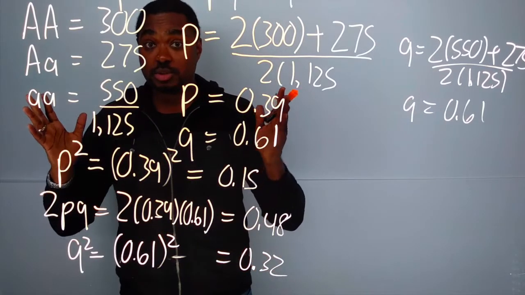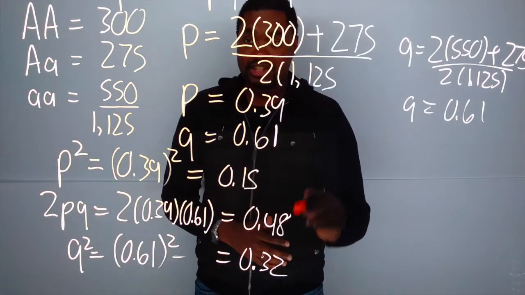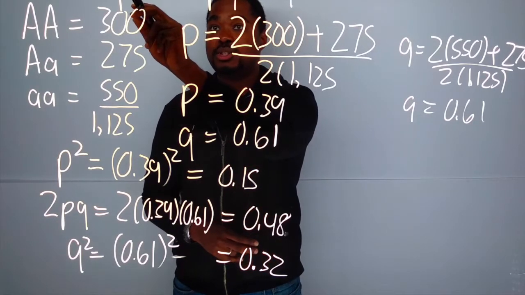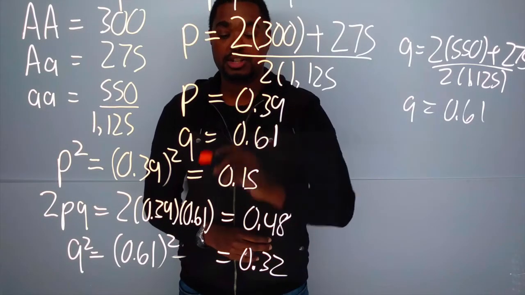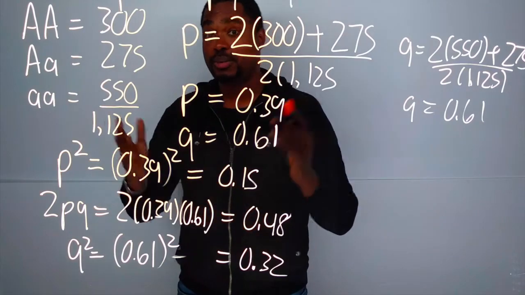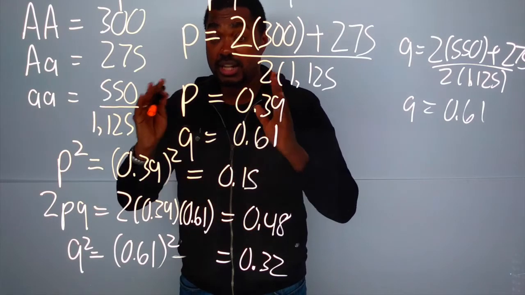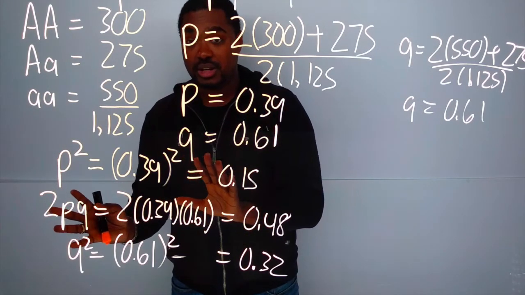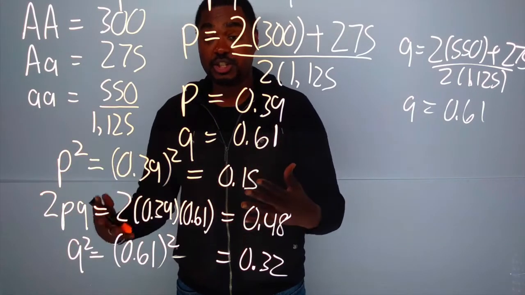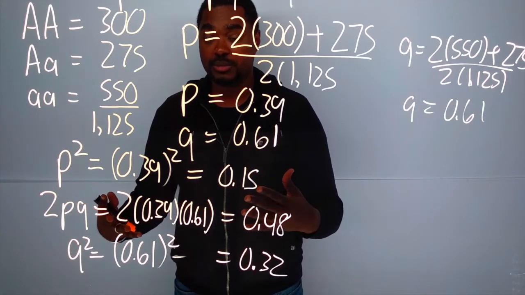What some students do, don't do this. Don't add these three numbers up, right? Sometimes you guys take these frequencies and plug them into this equation. You say, oh, it equals 1, therefore the population is in Hardy-Weinberg equilibrium. No, what we've calculated here is an assumption. It's based on the assumption that the population is in Hardy-Weinberg equilibrium.